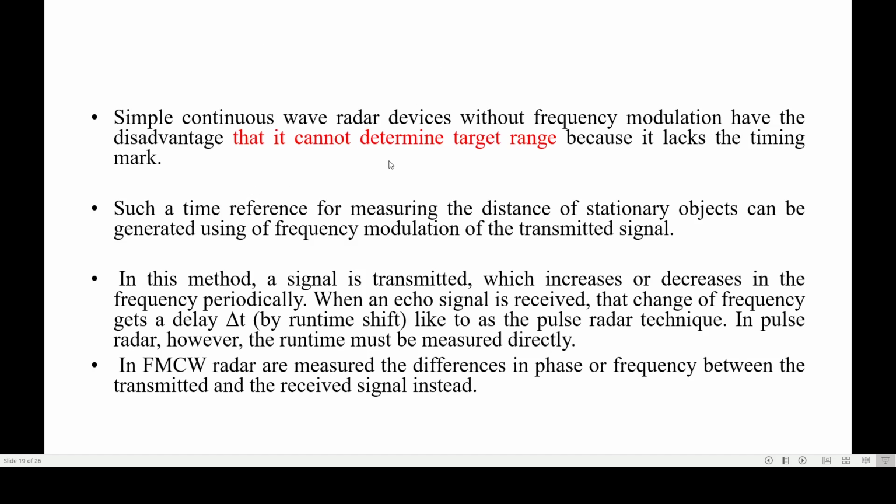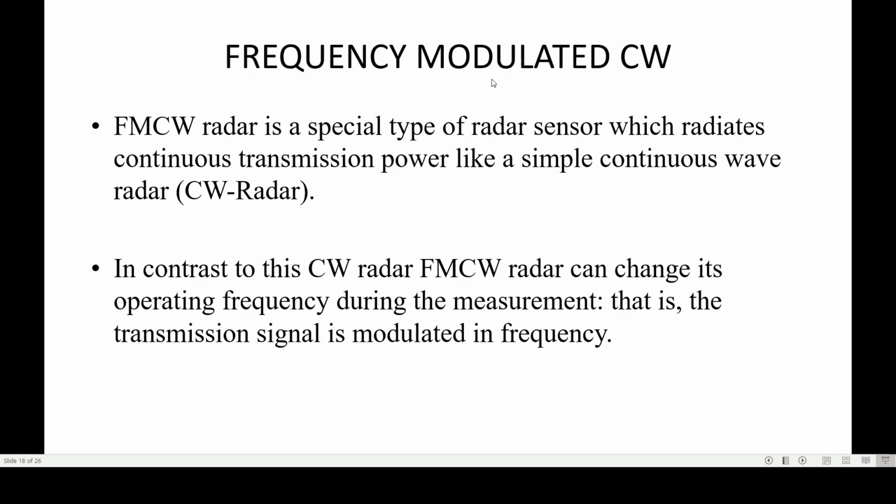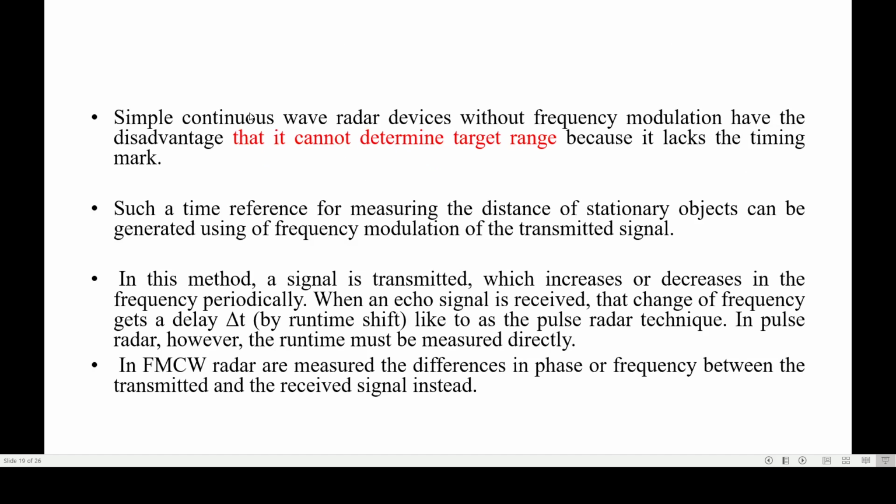The advantage of this frequency modulated continuous wave radar is, simple continuous wave radar devices without the frequency modulation have the disadvantage that it cannot determine the target range because it lacks the timing mark. The timing mark is very important here. ഇവിടെ നമ്മൾ യൂസ് ചെയ്യുമ്പോൾ റഡാറിൻ്റെ റേഞ്ച് ടാർഗറ്റ് റേഞ്ച് ഡയറക്റ്റ്ലി കിട്ടില്ല.